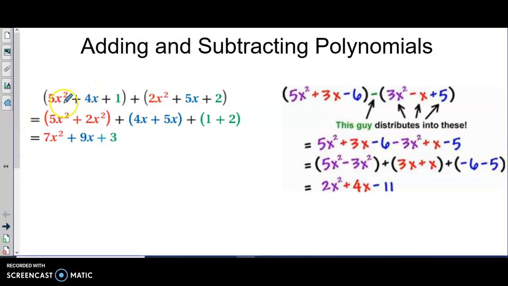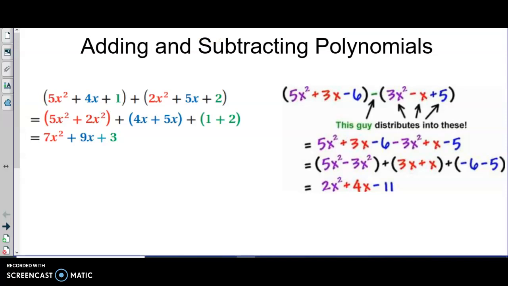So you can just ignore the plus sign and combine like terms. And you see that here, the 5x squared plus 2x squared is 7x squared. The 4x plus 5x is 9x. And then the 1 plus 2 is 3. So if you're adding polynomials, it's just like when we were simplifying polynomials. You can just combine like terms.